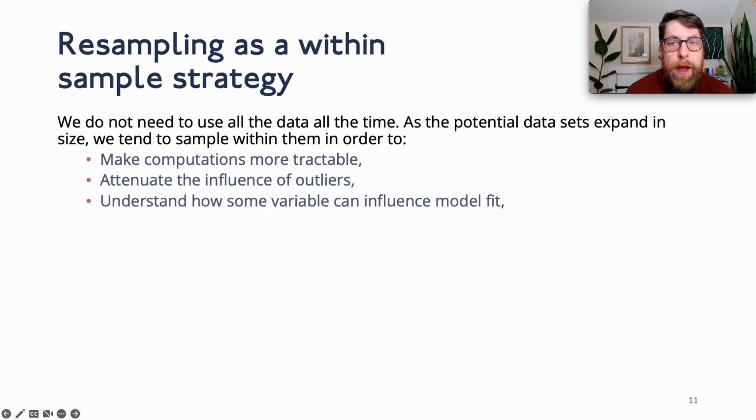Now we might want to do that in order to make a computation more tractable. We might want to attenuate the influence of an outlier. When we resample or continuously sample within the data, any given outlier may or may not show up in that particular sample, so its effect on the overall estimation can be a bit muted, which is good. And we can also do it to understand how some variable can influence model fit.